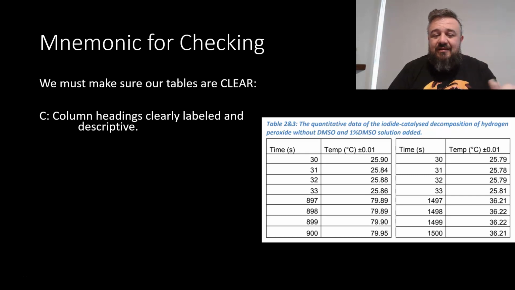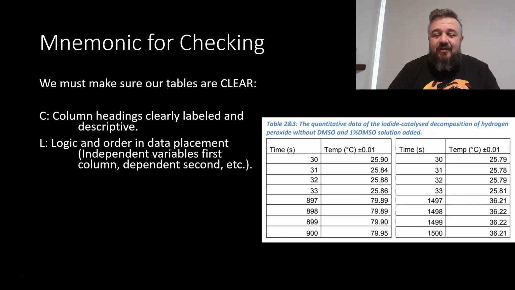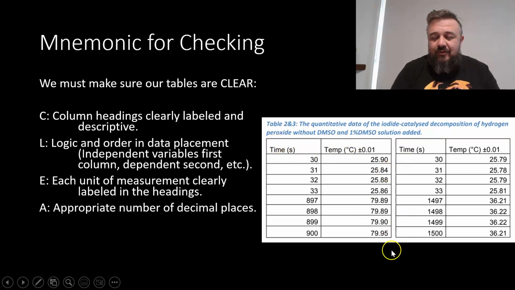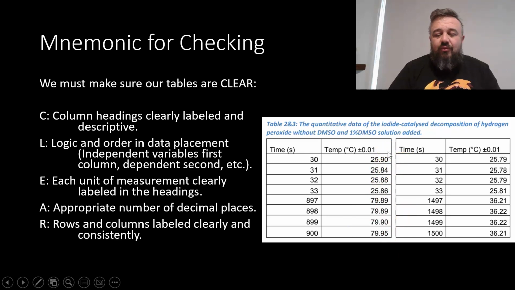Column headings clearly labeled and descriptive. Logic and order in placement. So independent variable here, dependent variables there, and so on. Each unit of measurement is clearly in the top column headings. Appropriate number of decimal places. We haven't gone insane and added like 30 decimal places there. Rows and columns are clearly labeled consistently. Consistency is really important.